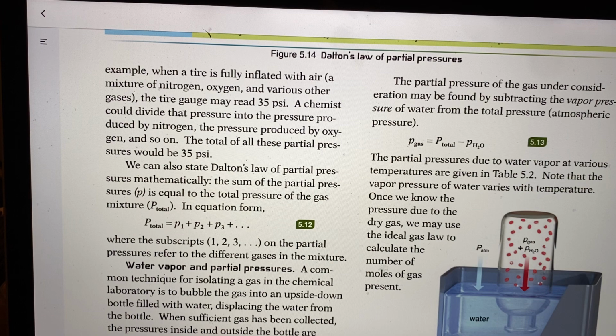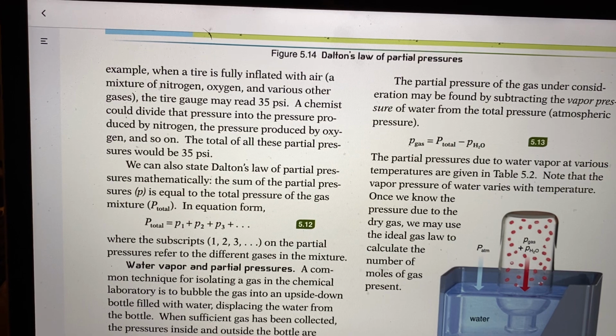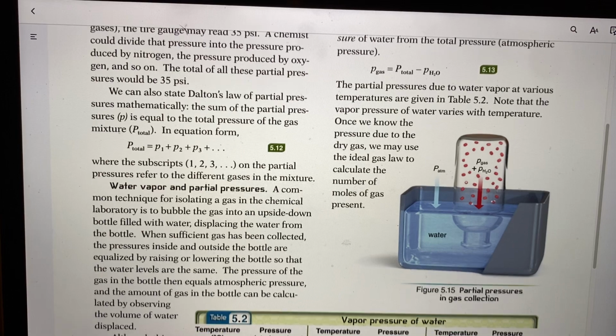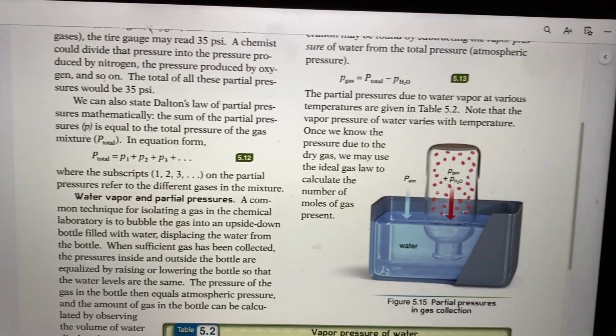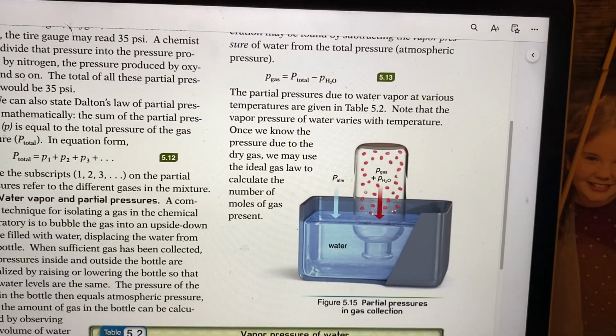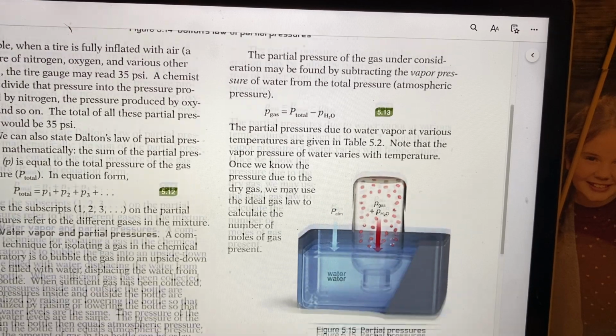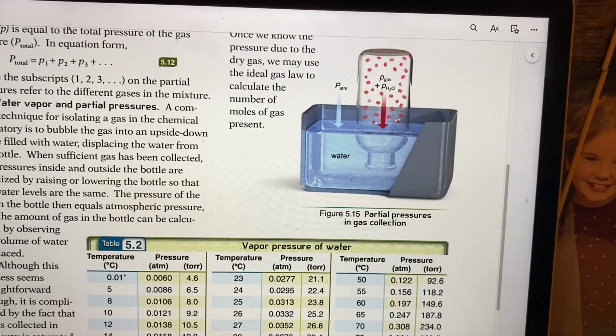But the big reason we figure this out is because water vapor is a partial pressure, and it's really important that we know about water vapor. So let's look here. We're going to talk about water vapor and partial pressure on this side. So when they're figuring out, let's start here.